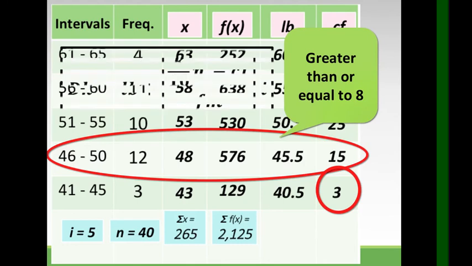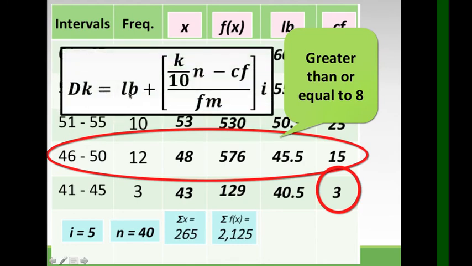And now, this is our formula. So, let's determine the given now, or what we are going to substitute into this formula. For the lower boundary, this is our lower boundary, which will be substituted. And then, for the K over 10 times N, that's 8, which we solved earlier. For the cumulative frequency, we have this number 3. For the FM, we have 12. And lastly, the I is 40.